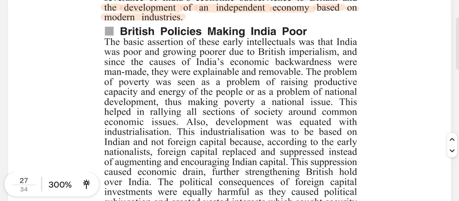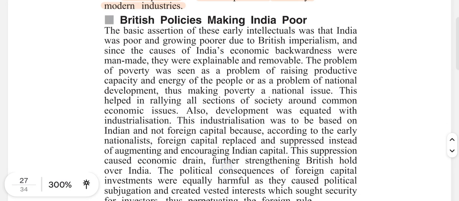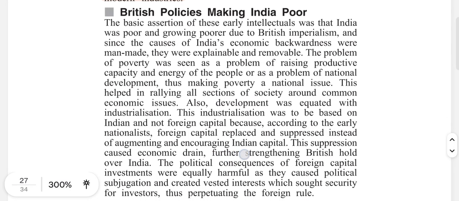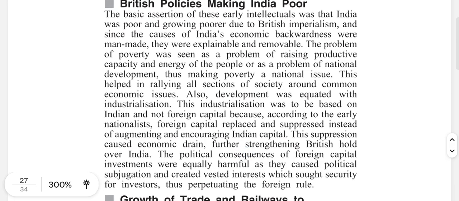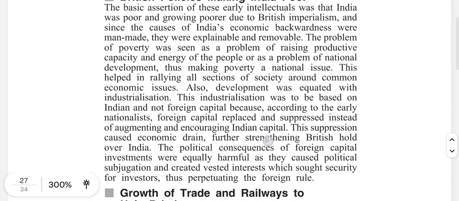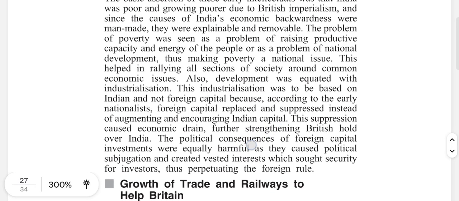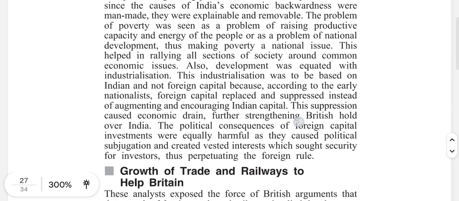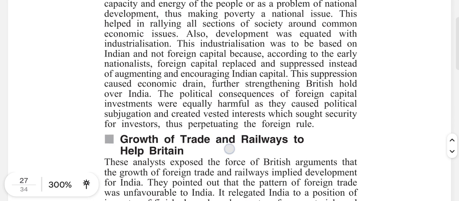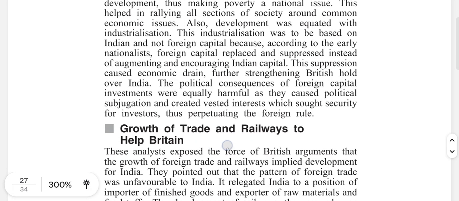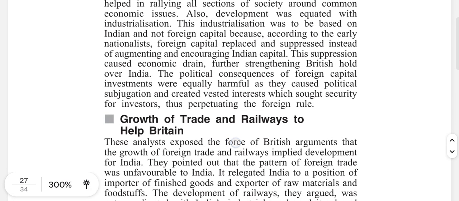British policies making India poor. The basic assertion of these early intellectuals was that India was poor and growing poorer due to British imperialism, and since the causes of India's economic backwardness were man-made, they were explainable and removable. The problem of poverty was seen as a problem of raising the productive capacity and energy of the people, or as a problem of national development, thus making poverty a national issue. This helped in rallying all sections of society around common economic issues. Also, development was equated with industrialization.